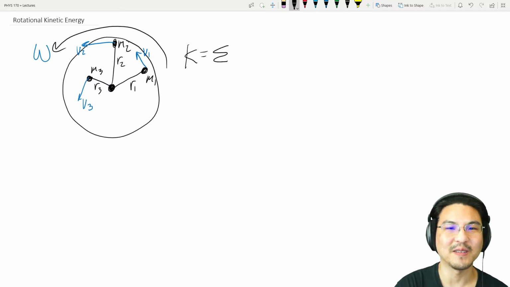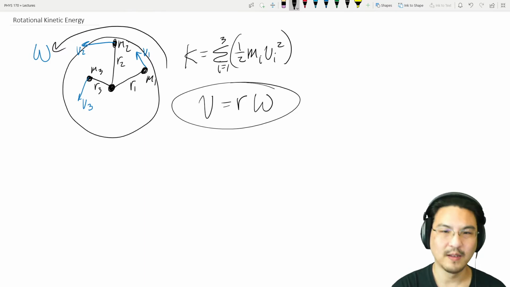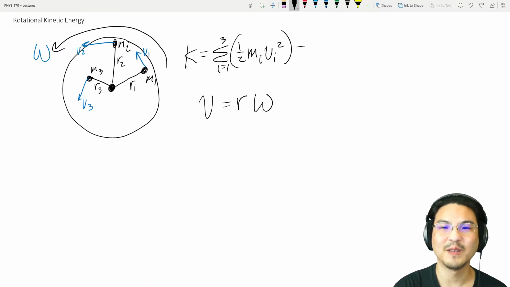Right, so let me just write it like this. 1/2 mv squared. Right, so in this example, i equals 1, 2, 3. Now remember, what's the relationship between linear velocity and angular velocity? It's like this. So this linear velocity we can replace with r omega, and then that squared, right? So r squared omega squared.